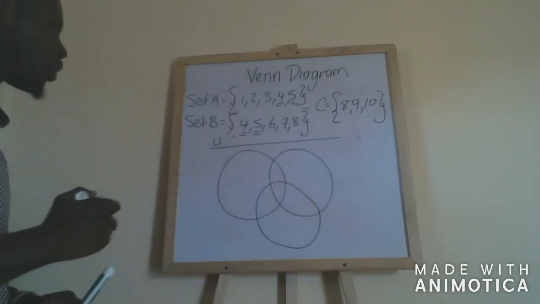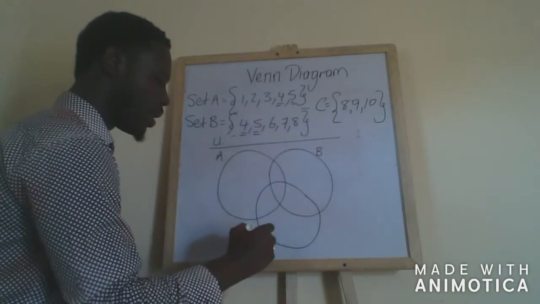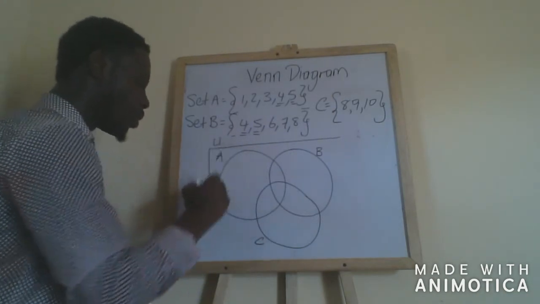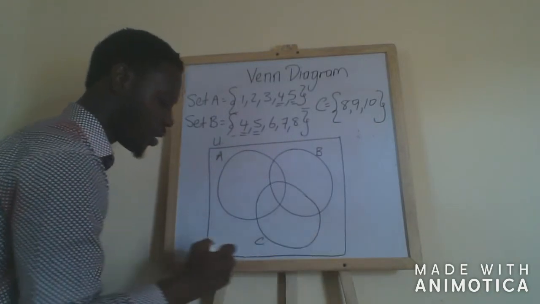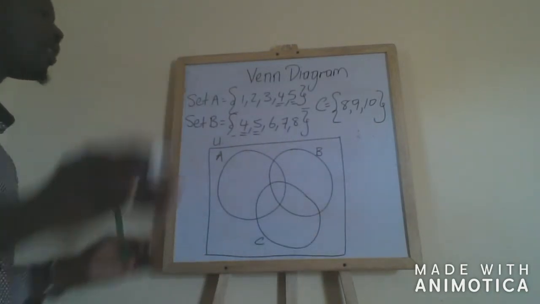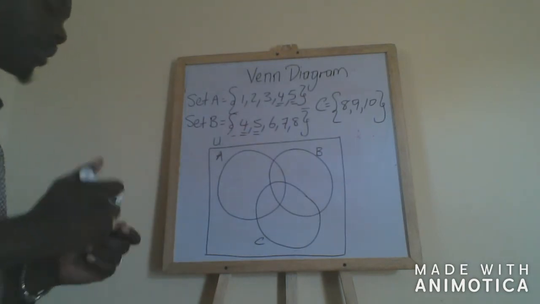Draw your circles and then put the universal set around it. So there we have our sets A, B, and C. Now we can put our universal set and close it up. The universal set is everything that is inside the box. Again, that is what the universal set represents.